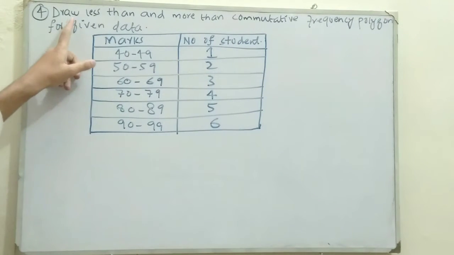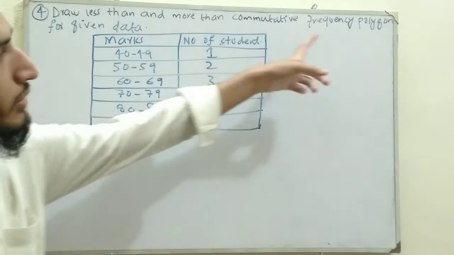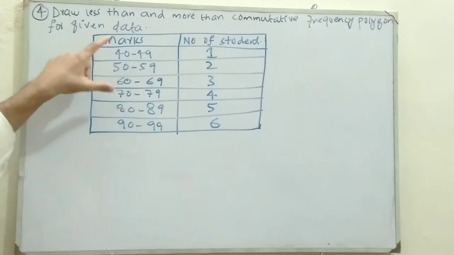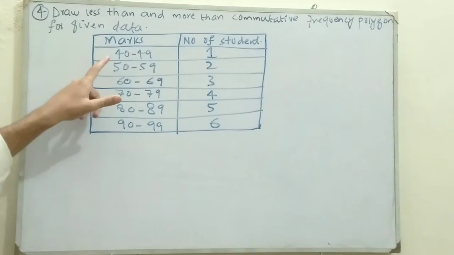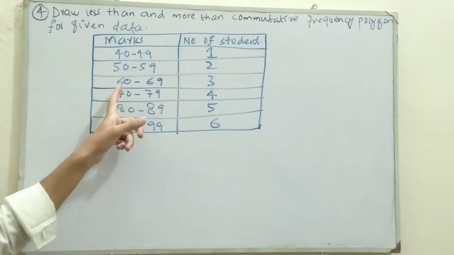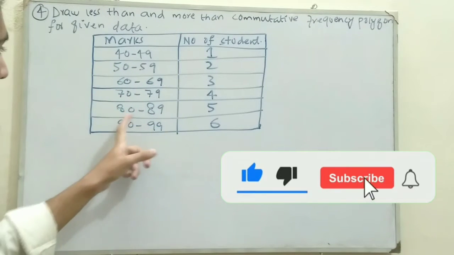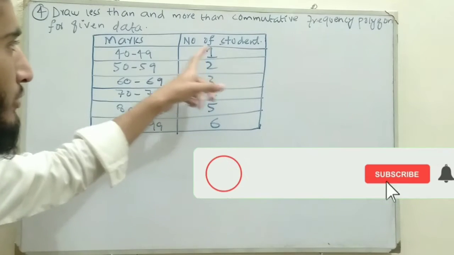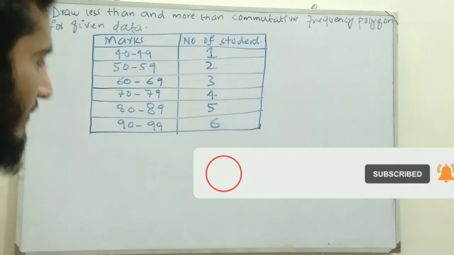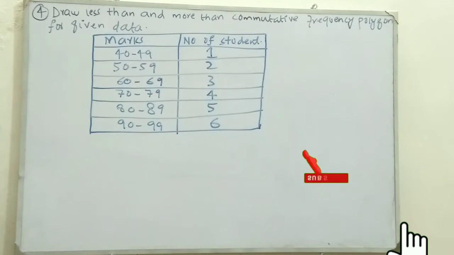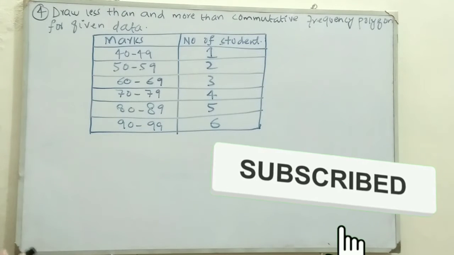It tells that draw less than and more than cumulative frequency polygon for the given data. We have marks and students given. Marks are 40 to 49, 50 to 59, 60 to 69, 70 to 79, 80 to 89, 90 to 99, and the number of students are 1, 2, 3, 4, 5 and 6, and we are going to make a cumulative frequency polygon diagram.